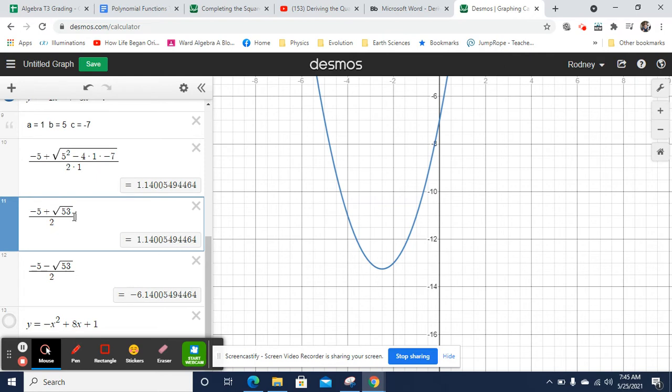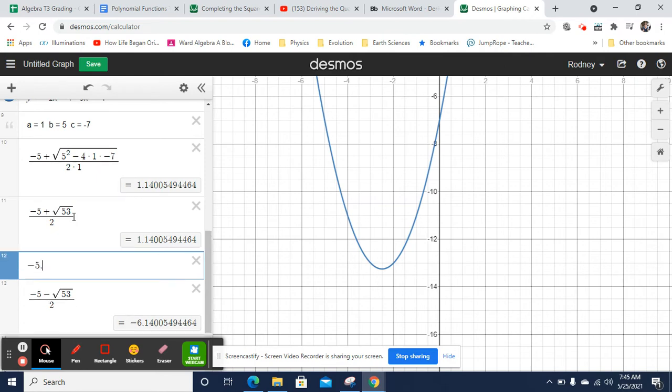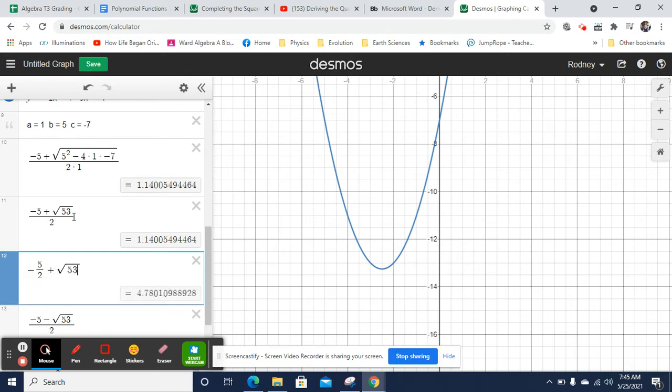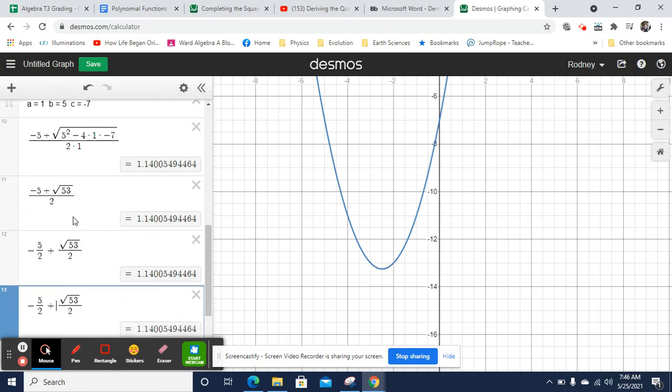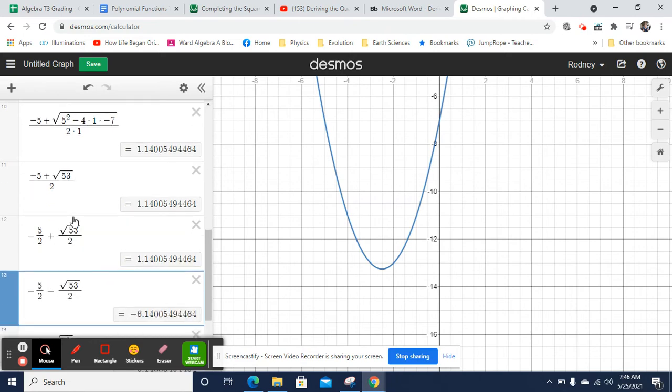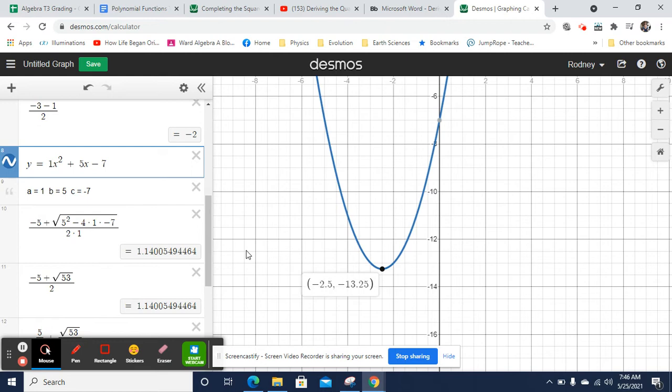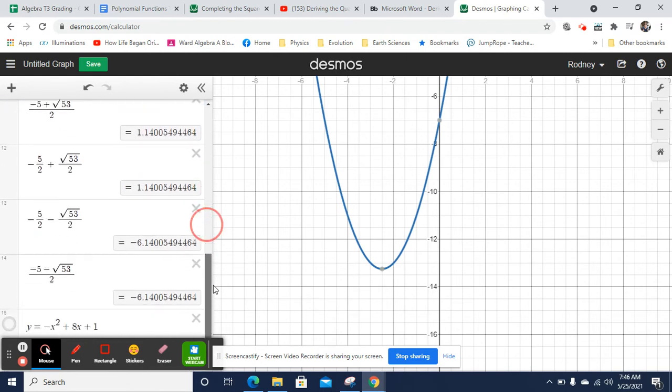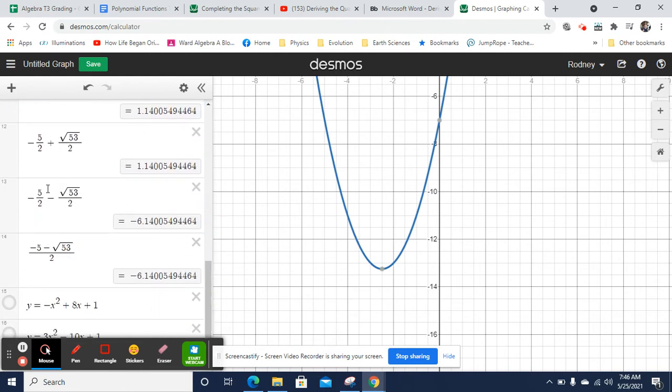So I could split this up as negative 5 over 2, which is negative 2.5, plus the square root of 53 over 2. And I can also write that for the other one as negative 5 halves minus. So what I'm saying is in the middle is negative 5 halves, which there it is. It's in the middle, negative 2.5. Okay, so in the middle is negative 5 halves.